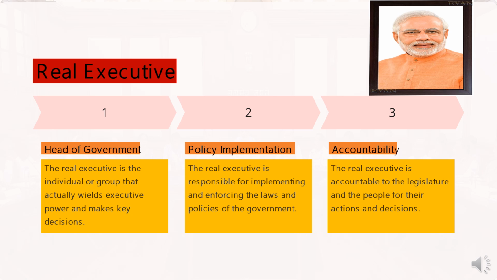The real executive is responsible for implementing laws, overseeing the administration, and guiding the government policy and decision making process. The real executive acts as the head of a government. The real executive is the individual or group that actually wields executive power and makes key decisions.